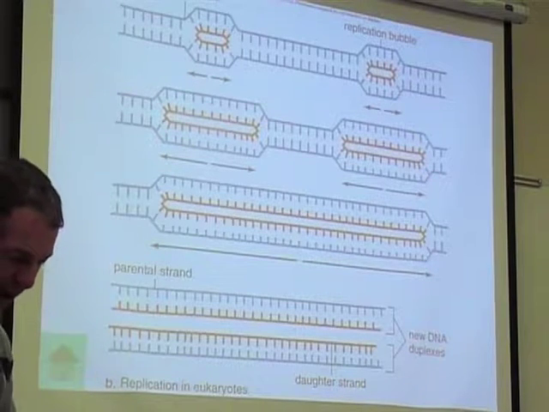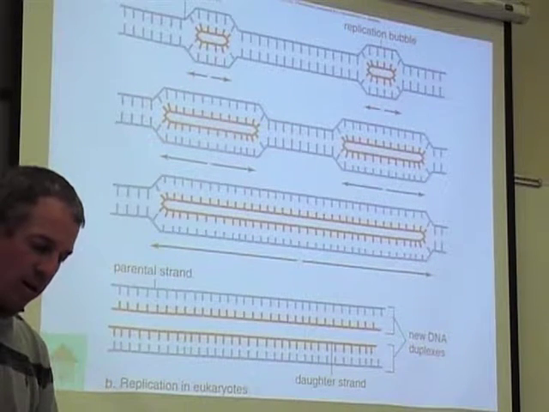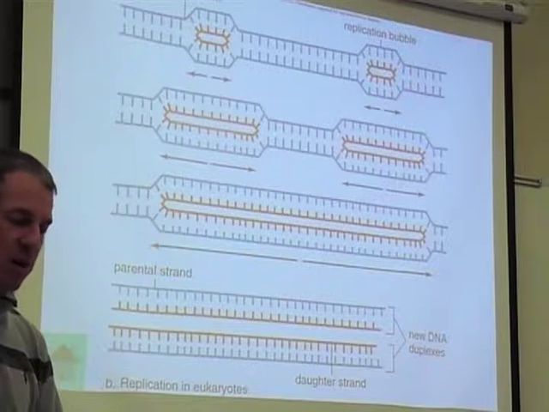Okay. How fast does it go? 500 to 5,000 base pairs per minute.